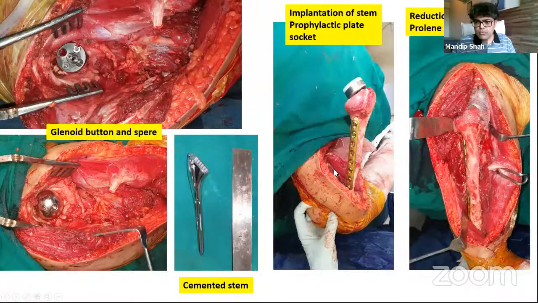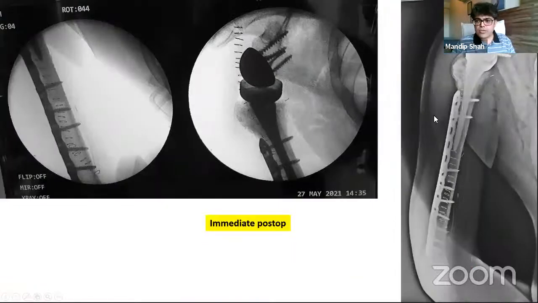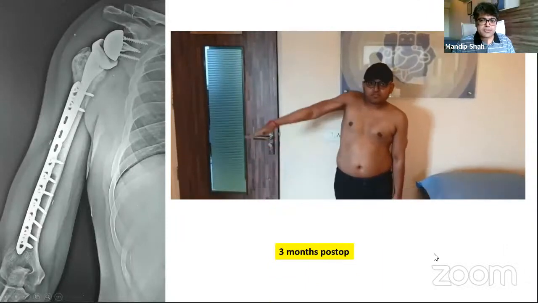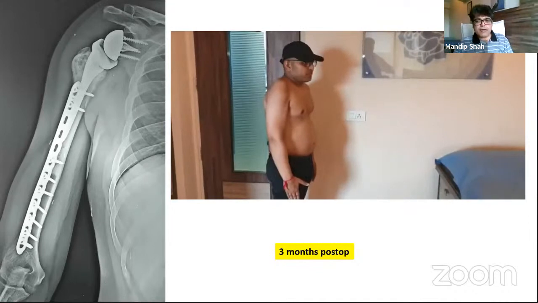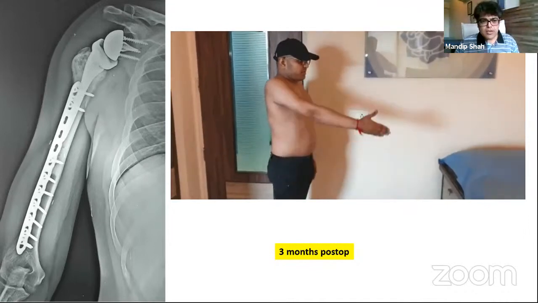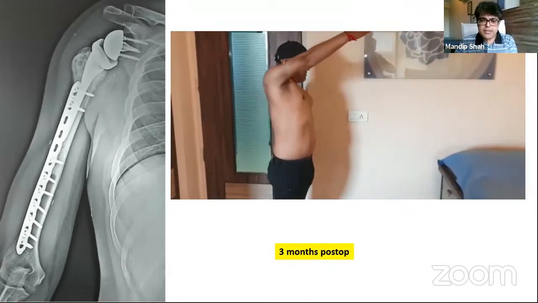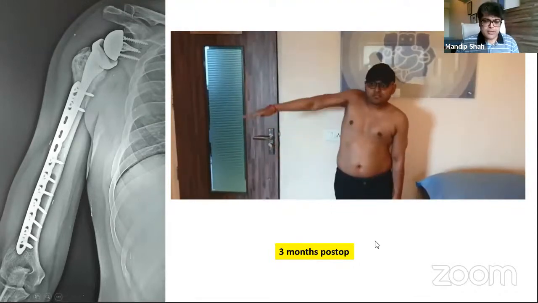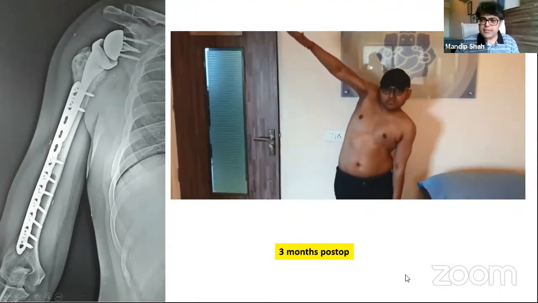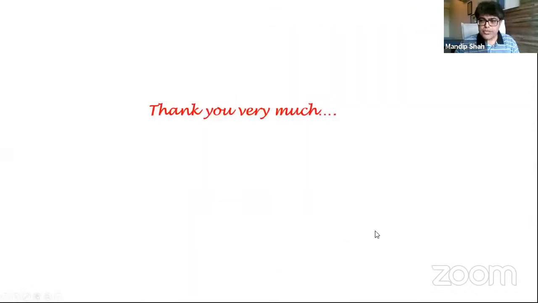We put a plate to protect the junction of cryo and non-cryo bone, and this was the immediate post-operative x-ray. And at 3 months, just in 3 months, this patient has almost 90 degrees of movement on both the sides. This avoids the uncertainty around the osteotomy and its healing. I thought this case was worth showing. Now I invite the questions, criticisms, concerns, whatever we have.